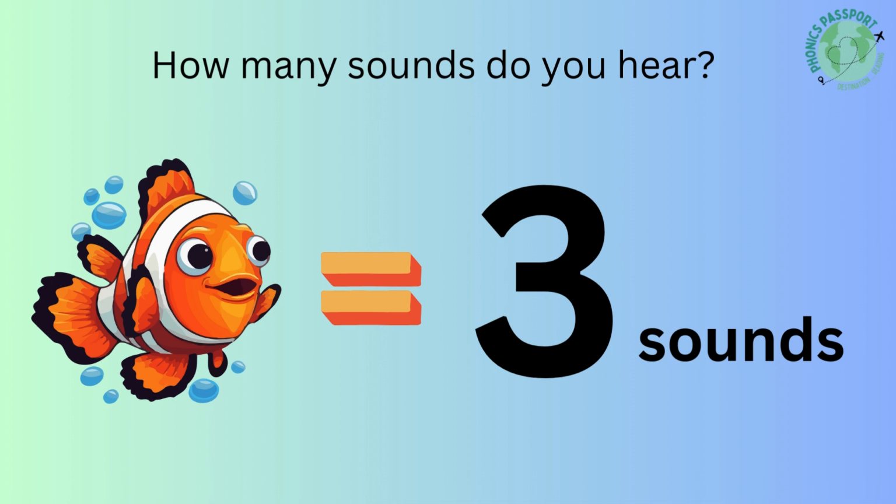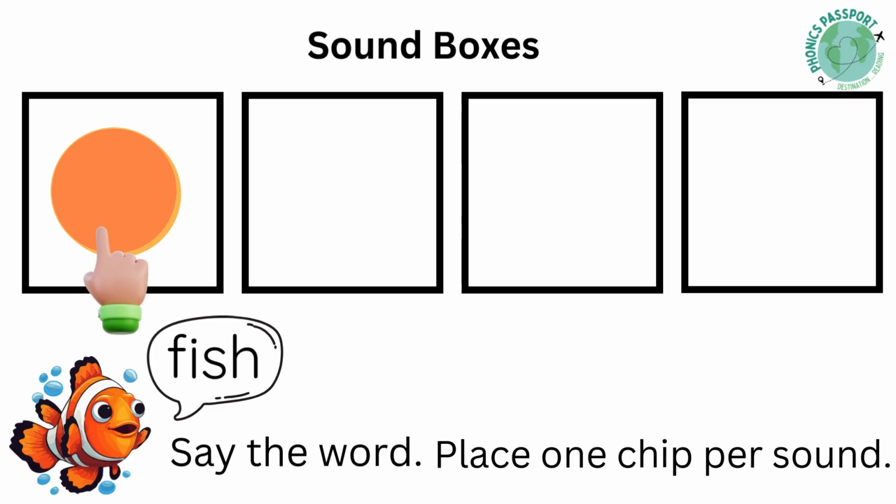Let's try another example. Have your child count out the number of sounds or phonemes in the word. Just a note, there may be fewer sounds than letters. For example, let's look at the word fish. Fish has 4 letters but has 3 sounds or phonemes. F, i, sh, fish. Therefore, you will use 3 boxes. Here's an example of how to do this with your child.